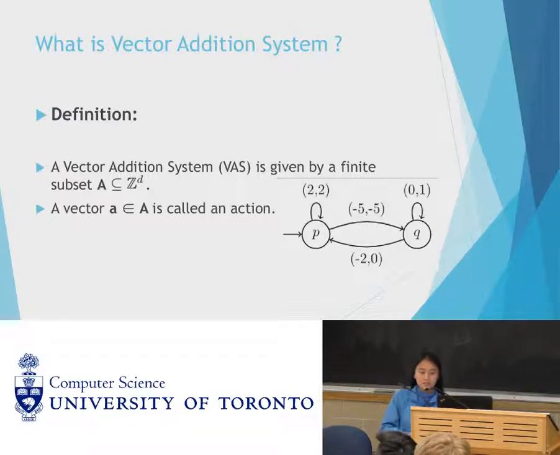A vector addition system is basically augmenting vectors to some system. For example, we can augment vectors to an automaton.